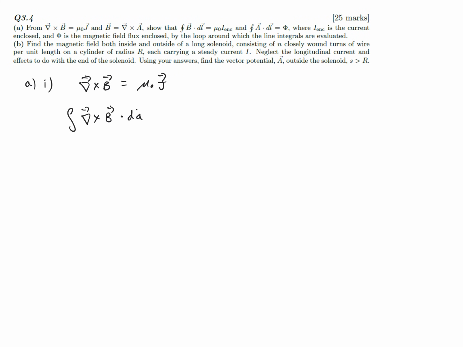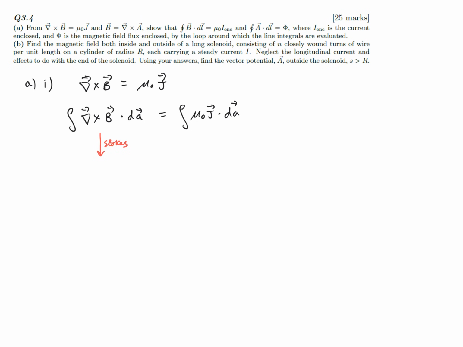So I'm looking at the flux, if you like, of this object, the curl of B, through some vector area dA. And whatever I do to the left-hand side, I have to do to the right-hand side, so equally I should take the flux of mu naught J through some area A. Okay, so the reason why I chose to do this is because, of course, I know Stokes's theorem, and I can apply Stokes's theorem to the left-hand side.